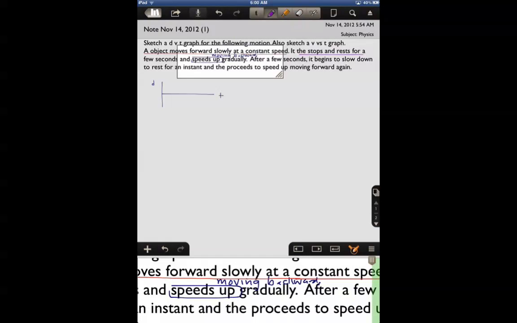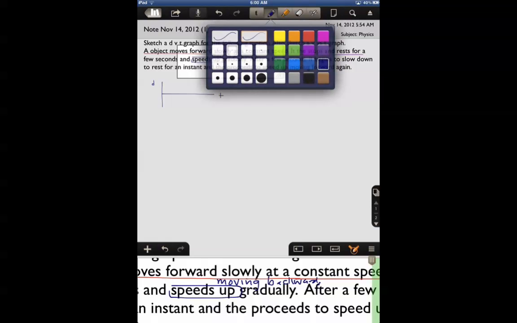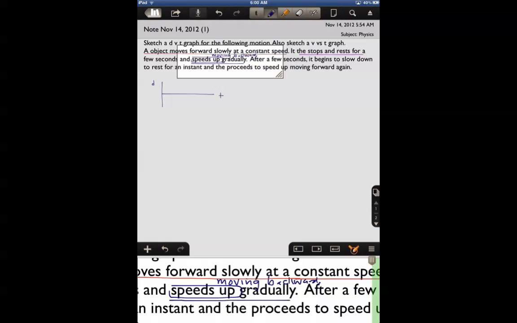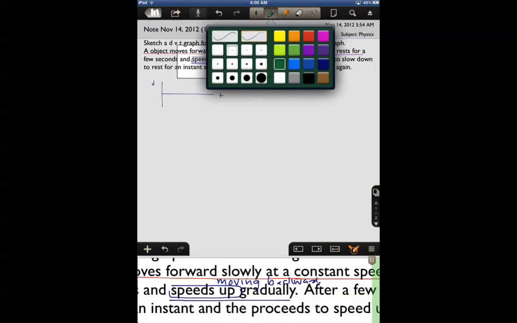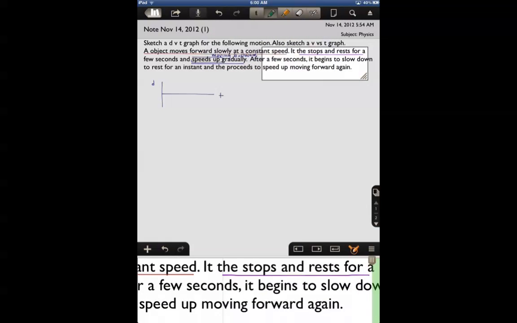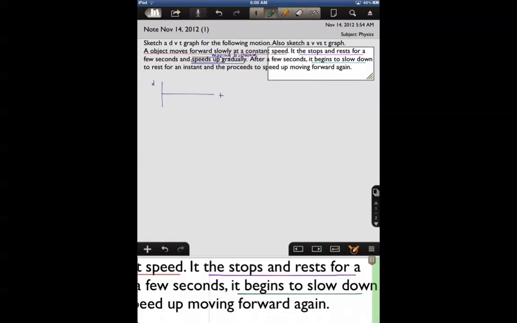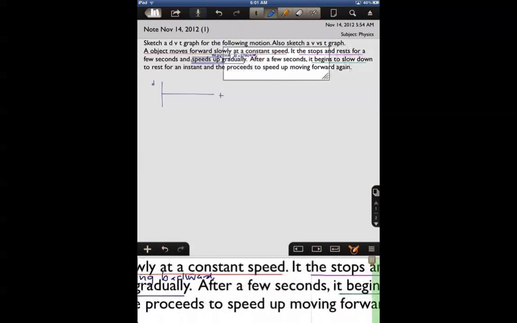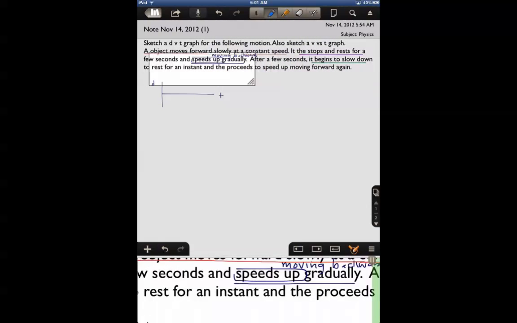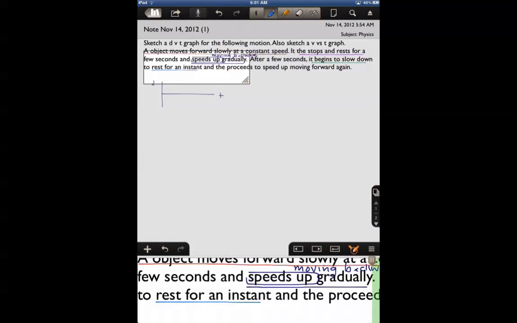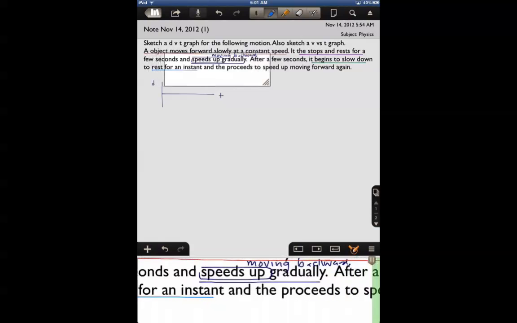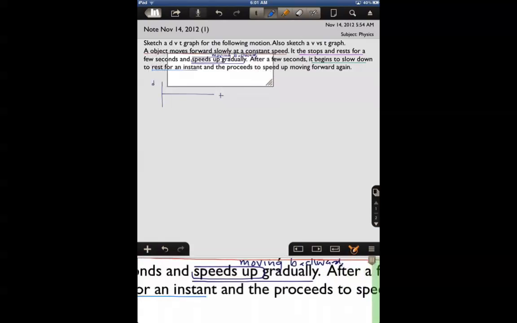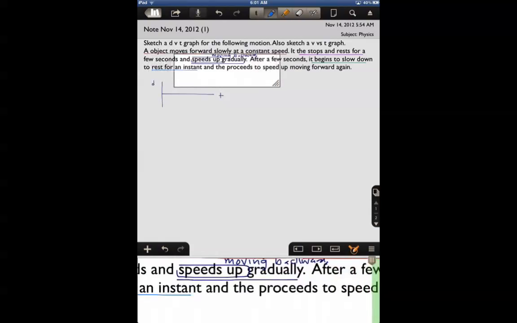It then speeds up gradually. Keep that blue. And then after a few seconds, it begins to slow down. That's the last one. It's at rest for only an instant. That's important to note. And then it proceeds to speed up moving forward. Make that pink.